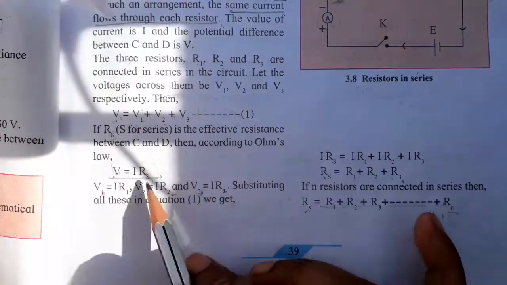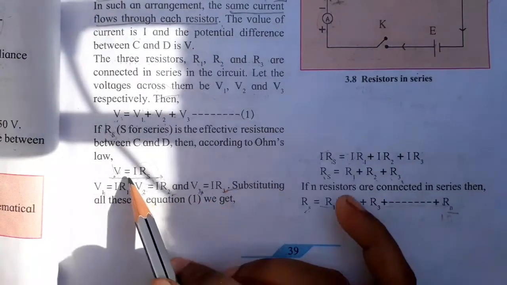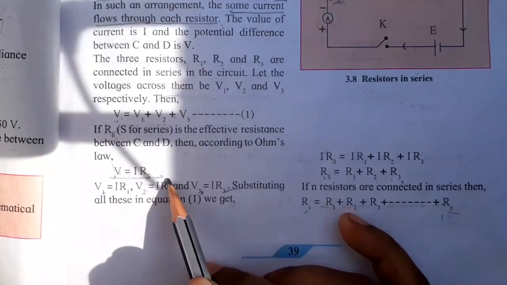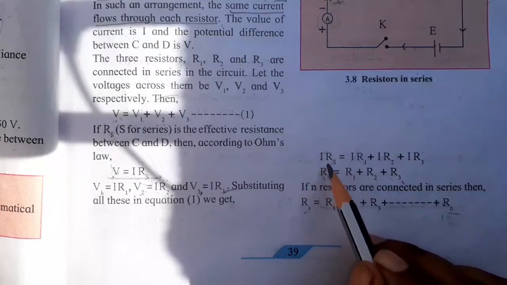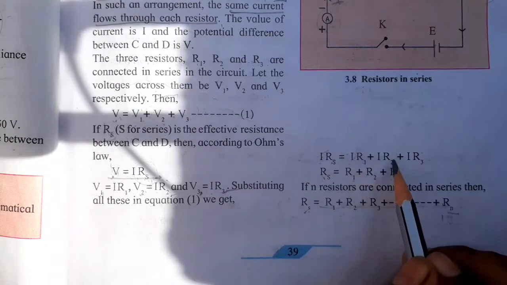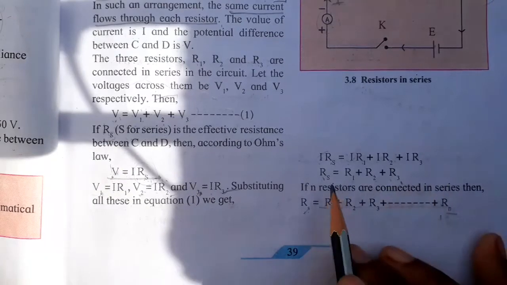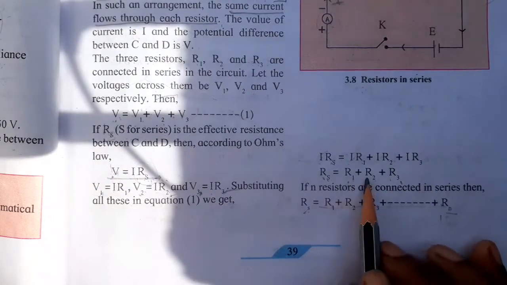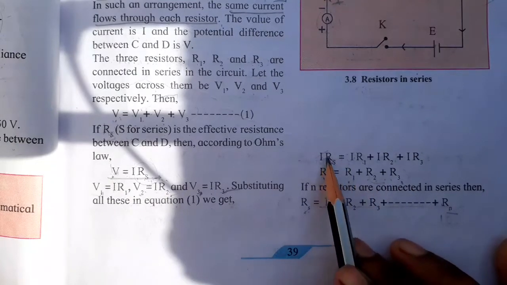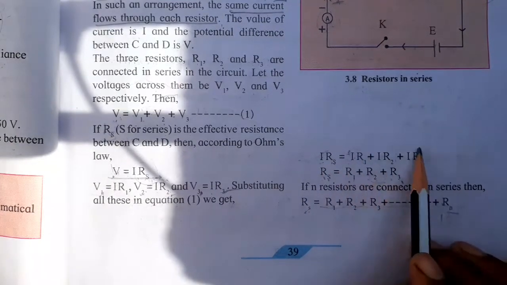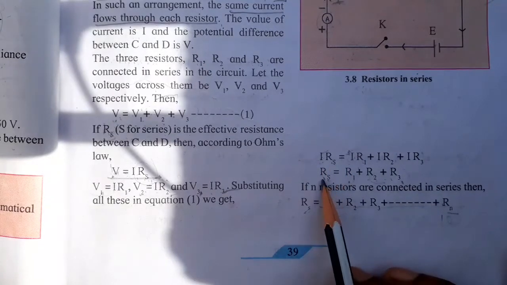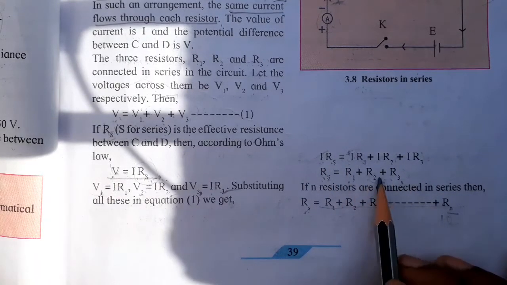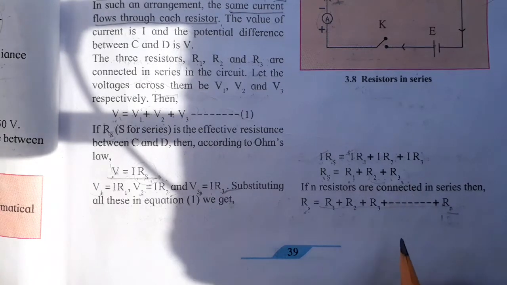Now substitute all these values of the voltages in the main formula, V is equal to I RS. The formula becomes I RS is equal to I R1 plus I R2 plus I R3. Now RS is equal to R1 plus R2 plus R3. Why? Because the current is the same, so take the current common and it gets cancelled. So the effective resistance is the addition of the individual resistances. If we connect n resistances, then the effective resistance, that is the total resistance, RS is equal to R1 plus R2 plus R3 up to Rn.